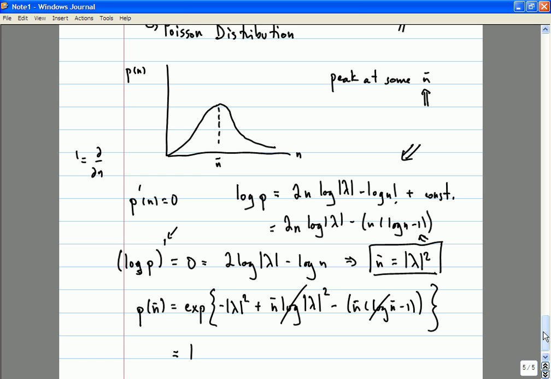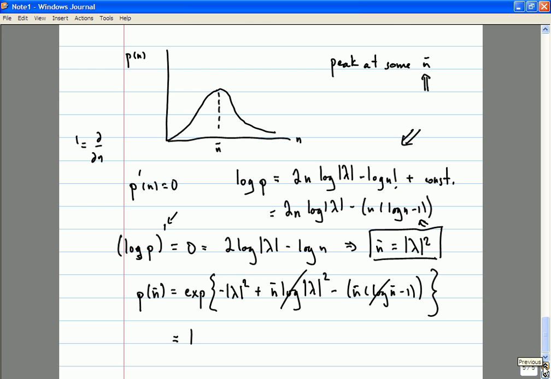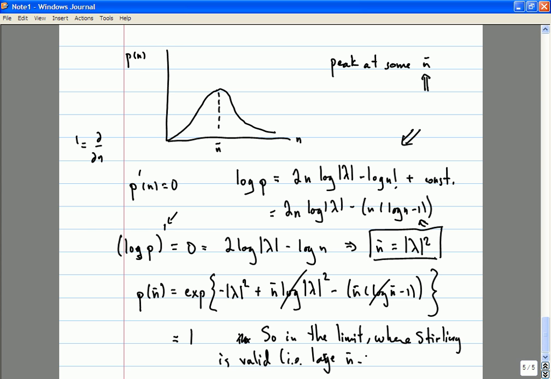This means that in the limit where Stirling's approximation is valid, which is to say large n bar, which is lambda squared, the probability of observing an energy n bar is just equal to 1. Any questions on this?